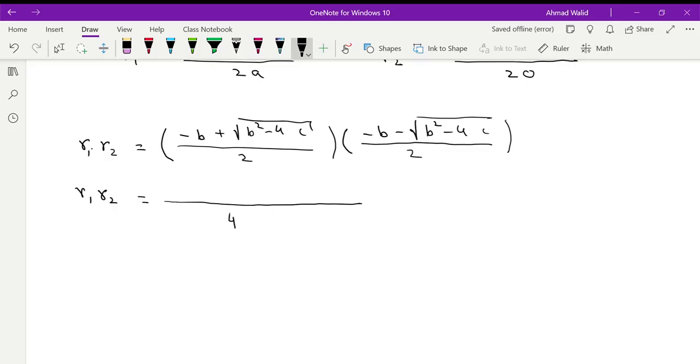Now let's multiply. 2 times 2 gives you 4. Negative b times negative b gives you b squared. Positive times negative gives you negative. And actually, if you see these two parentheses, if I have x plus a times x minus a, and if I multiply, I know my answer is x squared minus a squared. It means b squared minus this parenthesis squared. B squared minus 4ac, all squared.